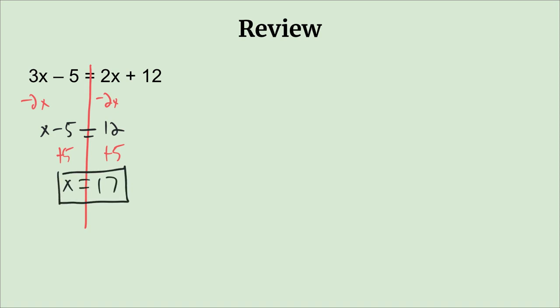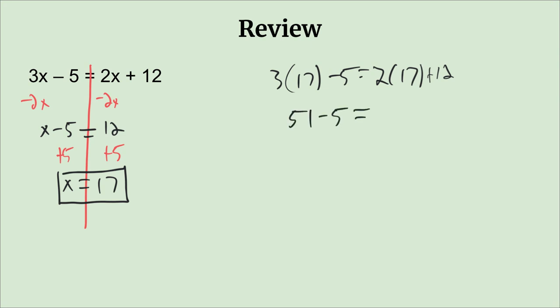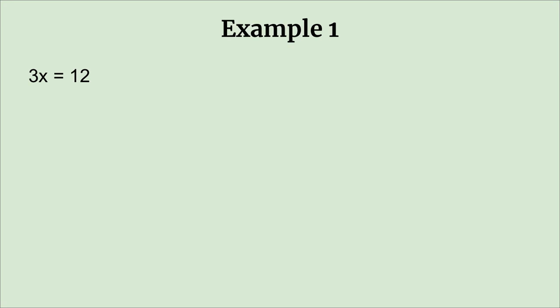Now the check, don't forget about your check step. We plug 17 in. And so 3 times 17 is 51 minus 5 equals 34 plus 12. 51 minus 5 is 46. And then 34 plus 12 is also 46. So that checks, which means 17 was correct.